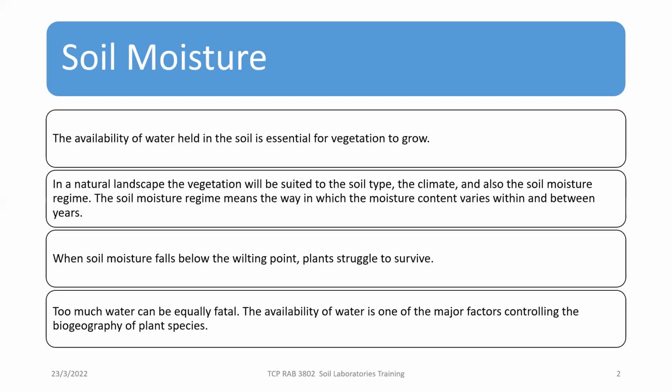Soil moisture is a very important characteristic of the soil because the availability of water in soil is very essential for the growing of vegetation. In natural landscapes the vegetation will suit the soil type, the climate, and also the soil moisture regime. And this is very obvious: each country or each ecological zone has its characteristic vegetation cover.